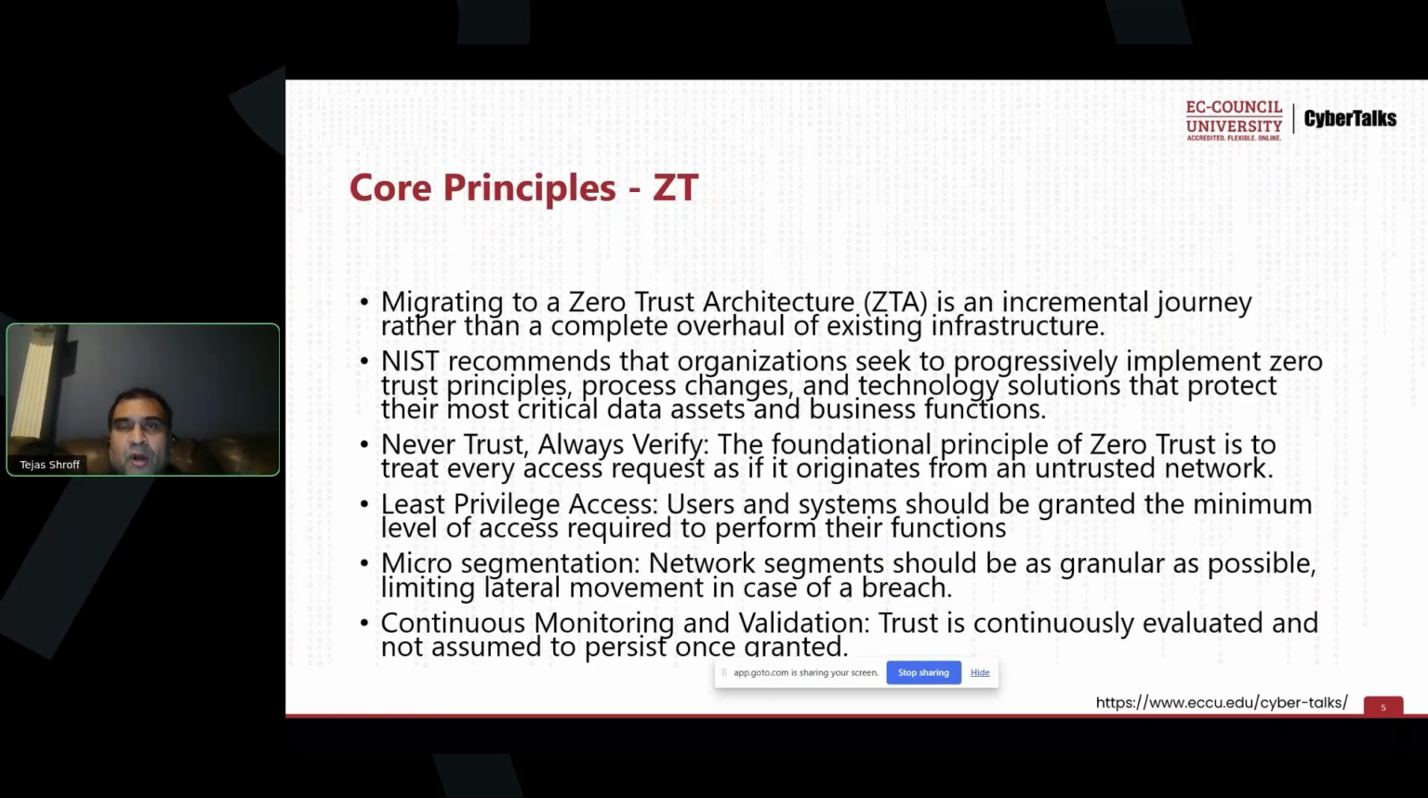Right? I talked earlier about microsegmentation. It should be as granular as possible. A lot of times companies are doing microsegmentation in such a way that you're down to only one network node on that microsegmented piece of architecture. And obviously, you have to continuously validate and evaluate.